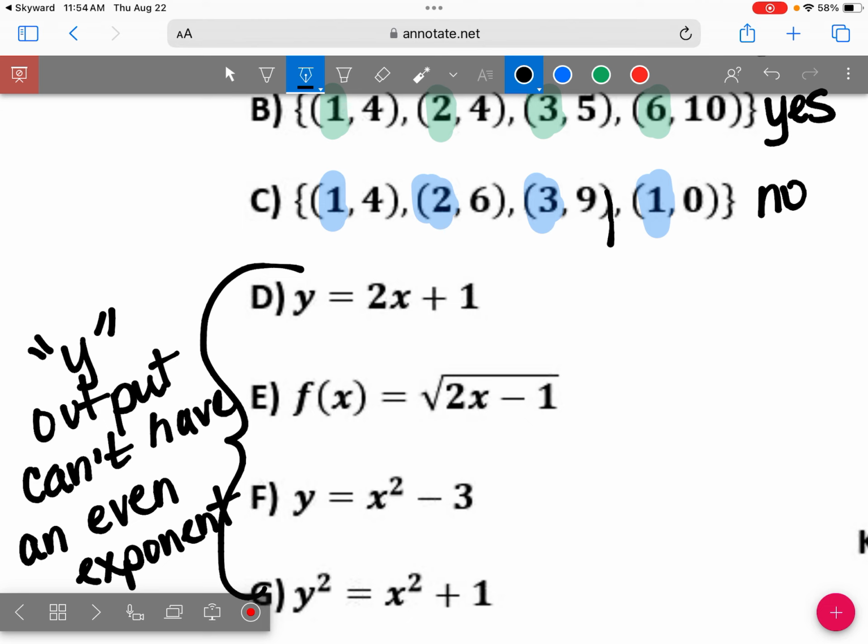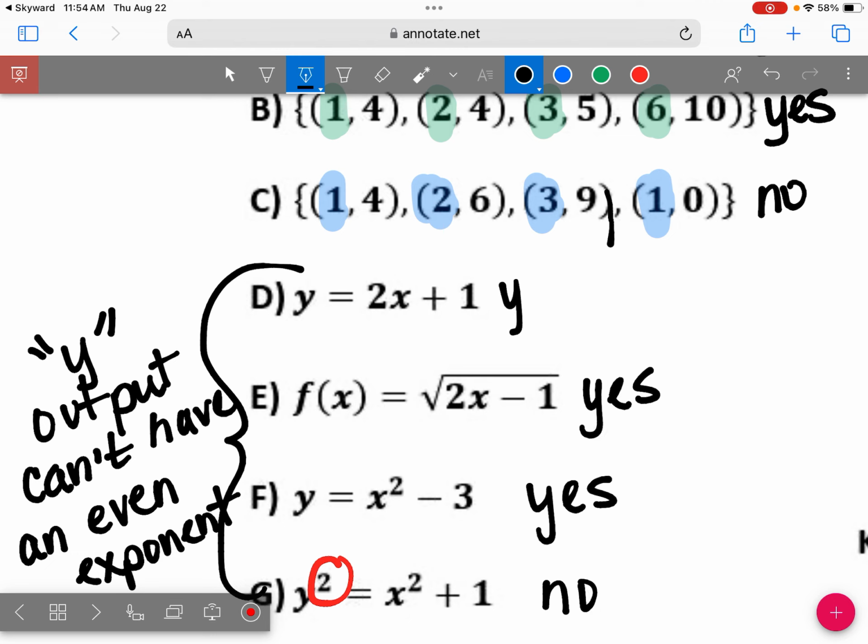There's only one of these, D, E, F, and G, that would not be a function. So which one would we say no to? G. This one is a no because it has an even exponent. This is a no, and the rest of these would be a yes. These will not have a repeat in the input. But because Y is squared, you will have a repeat in the output. Any questions about A through G?